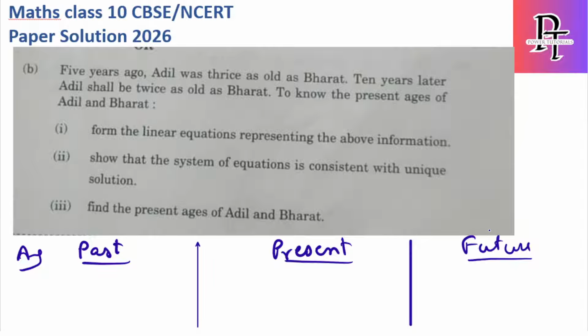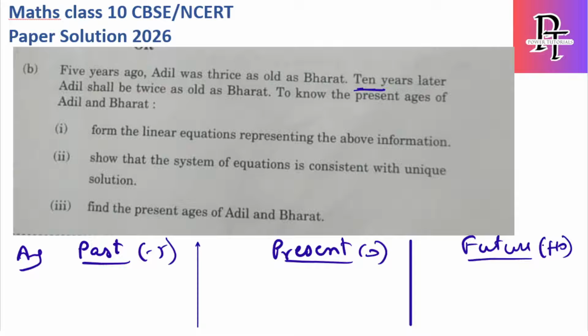So always make sure to draw three, that is past, present and future, and write the details, and then we can easily solve this type of questions. Okay, so first thing 5 years ago. तो मतलब past -5 का है, present always 0 होता है और future या अदर वाइज़ फ्यूचर के 10 years later लिखा है तो मतलब future plus 10.